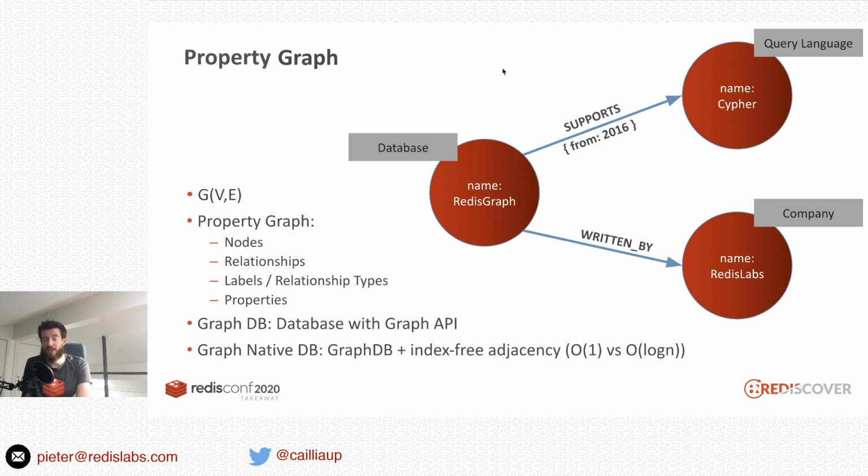Which means that if you want to find the direct neighbors, you have a time complexity of O(1) instead of O(log n). So you don't have to do any index lookups to find your neighbors. You can just chase pointers.